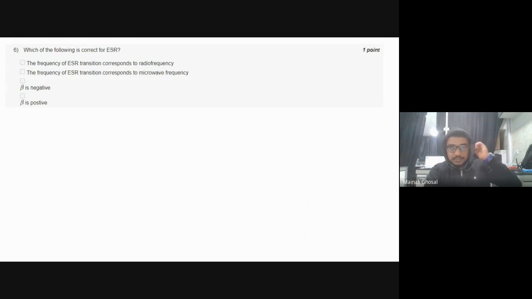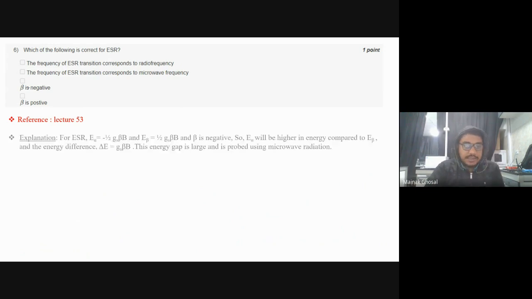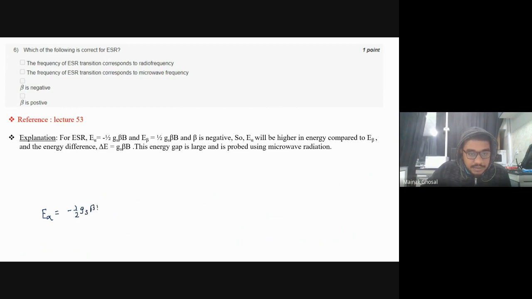So moving to the next question: which of the following is correct for ESR? This is a statement-based question. You will also find in lecture number 53 that for ESR the energy levels are given as: E alpha is given as minus half Gs beta into B, and E beta is nothing but half Gs beta into B. Okay. So these two are expressions for the alpha and beta states.